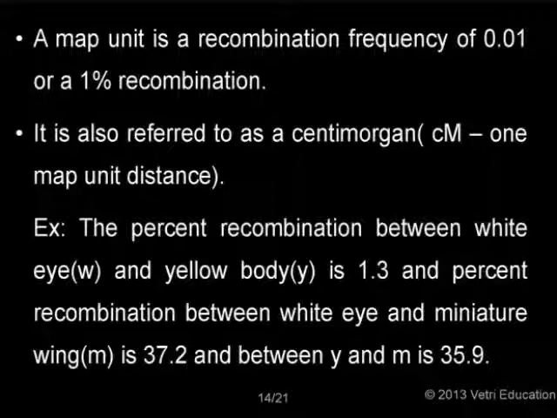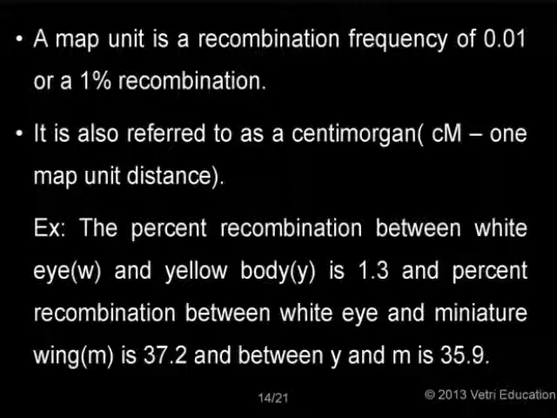So it is what we calculated, as I mentioned already, by taking the total number of recombinants divided by the total number of individuals formed in F2. So it is also referred to as 1 centimorgan. 1 centimorgan is equal to 1 map unit distance.